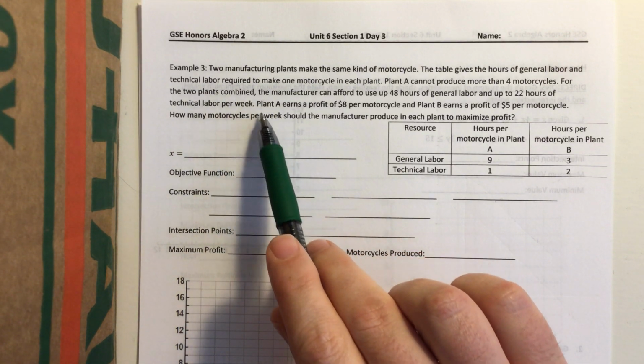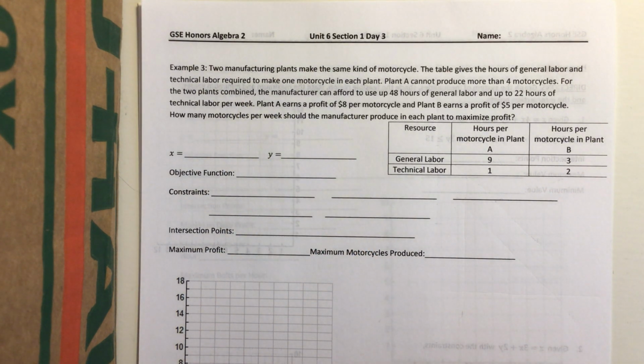And that was for the two plants combined. And then Plant A earns a profit of $8 per motorcycle, and Plant B earns a profit of $5 per motorcycle. How many motorcycles per week should the manufacturer produce to maximize their profit?